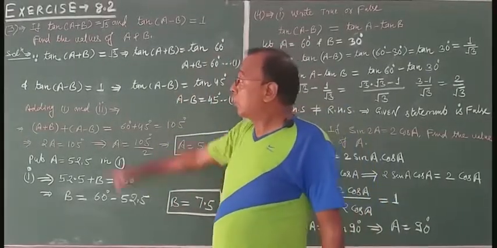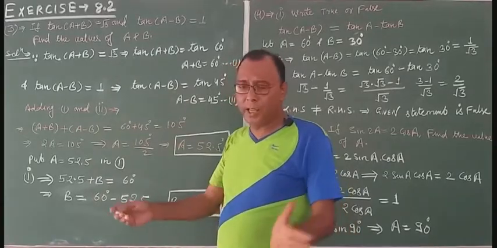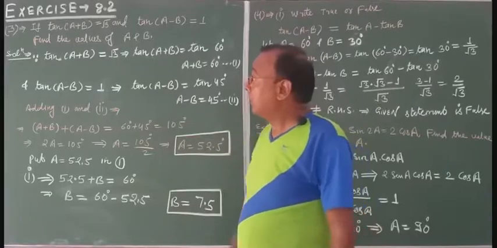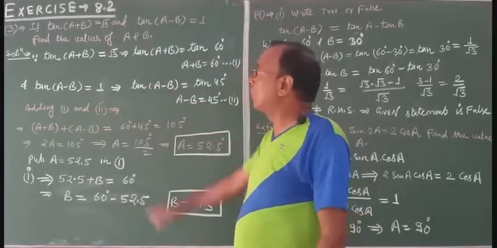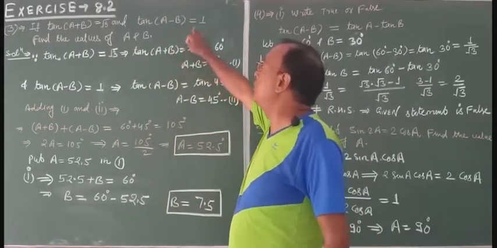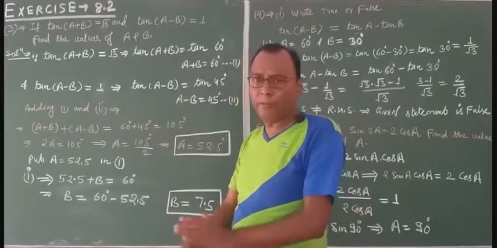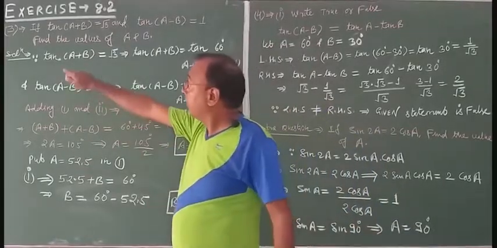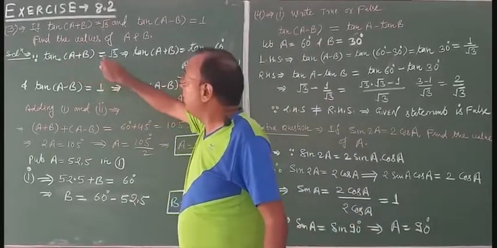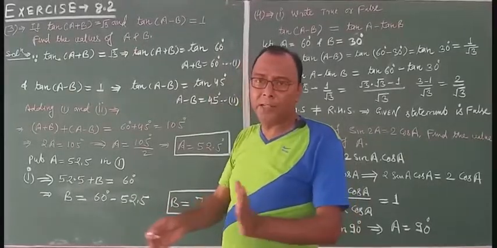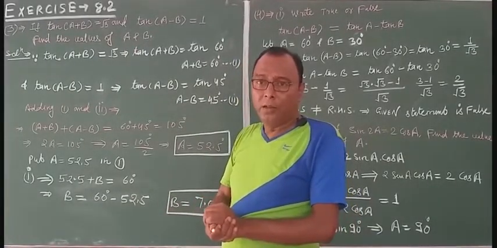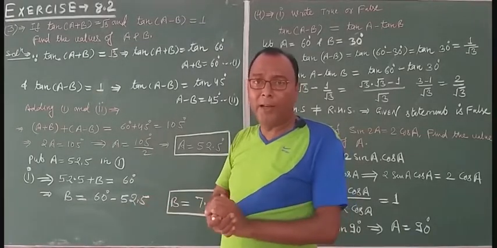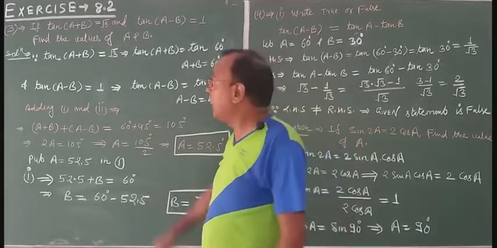Now just look at question number 3, which is just the same as in your textbook. Here it is given: if tan (A plus B) is equal to under root 3 and tan (A minus B) is equal to 1, find the values of capital A and capital B. You are given that tan (A plus B) is under root 3. So what is that trigonometric ratio? What is the value of angle for which tan is under root 3?